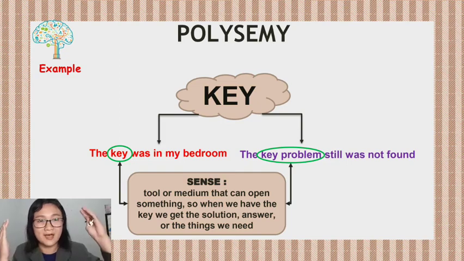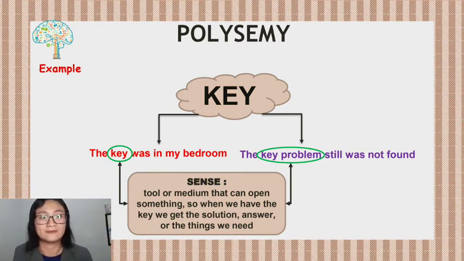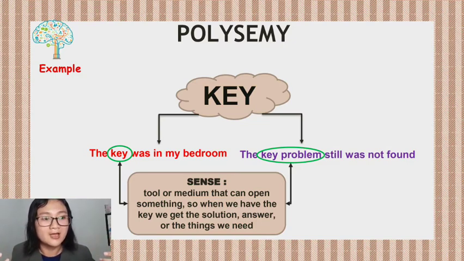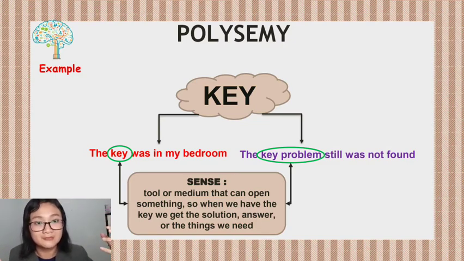So this is the mental representation that people see, the sense of the key that almost everyone has. So when we have the key and the key problem, actually they have the same sense. They explain something that can open. So when we have the key problem, we can get the solution. We can get the things we need.